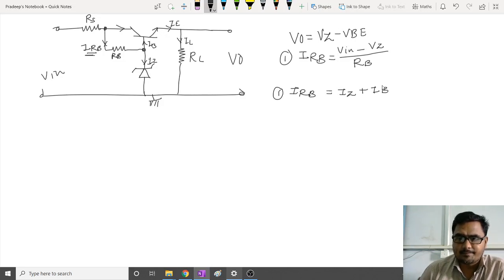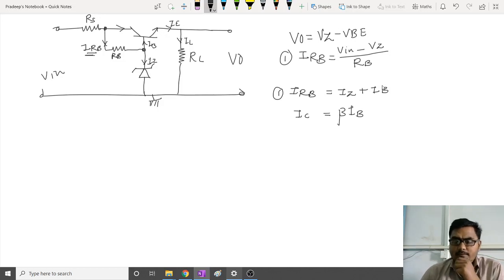plus IB. But we know the equation for IC. What is the equation for IC? IC is equal to beta IB. Another equation that I know related to IE, which is IE is equal to IL. Look at this, load current is nothing but your emitter current. So this is load current, which is equal to emitter current. So I am writing IL, which is equal to IE, which is nothing but your IC plus IB.